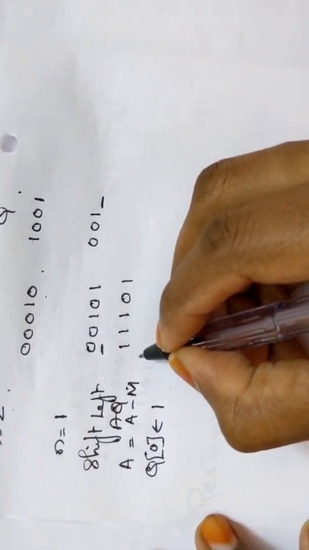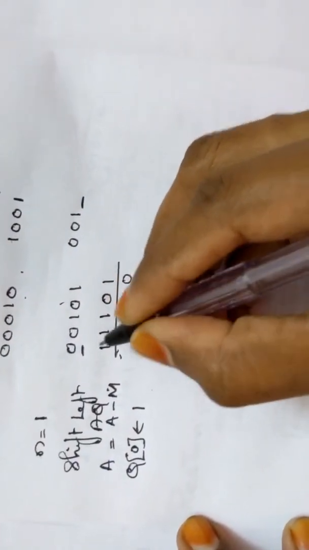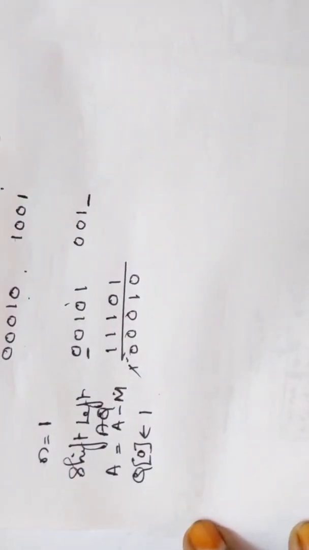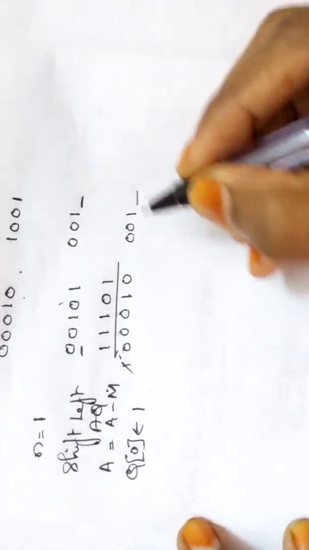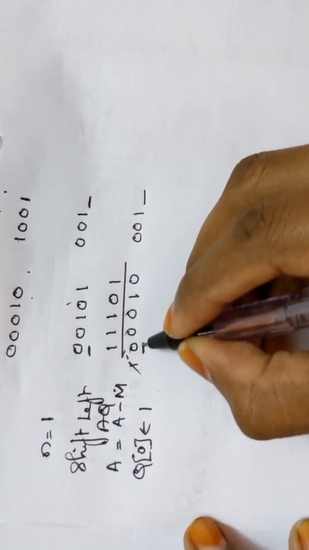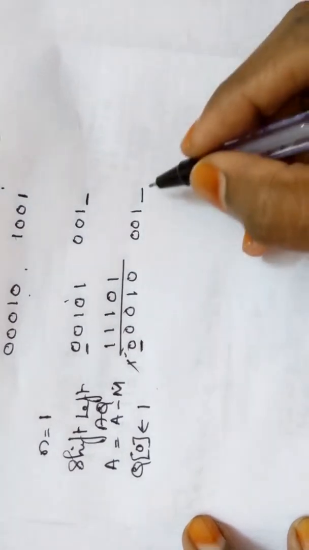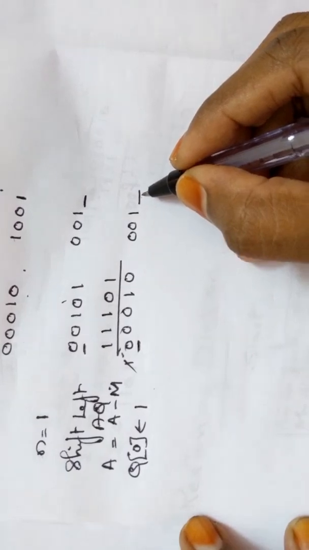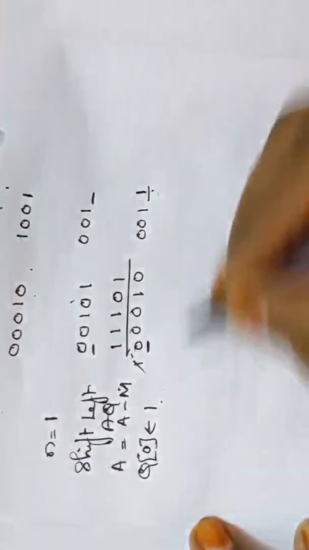11101. While adding it, you will be getting 0, carry 1, 1, 0, 0, 1. This carry will be neglected. Now here it remains the same, 0, 0, 1. Now you have to check the nth bit of A register. Since it is equal to 0, the 0th bit of Q register will be set to 1. So setting the Q0 bit as 1, you will be getting the result like this.